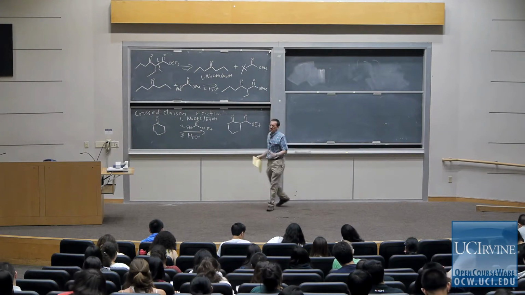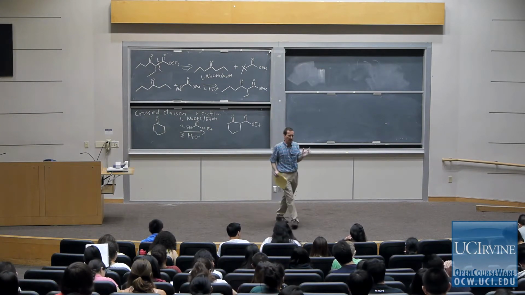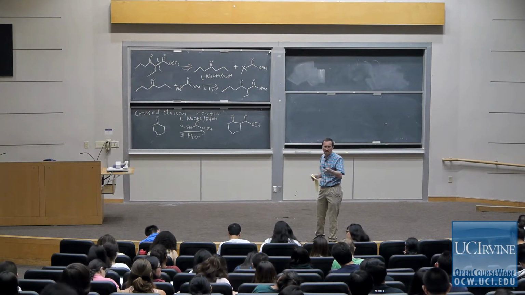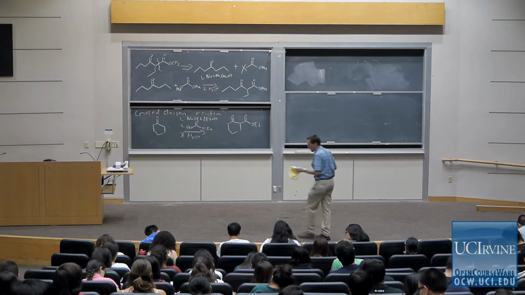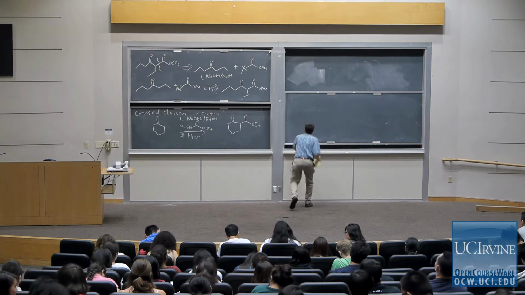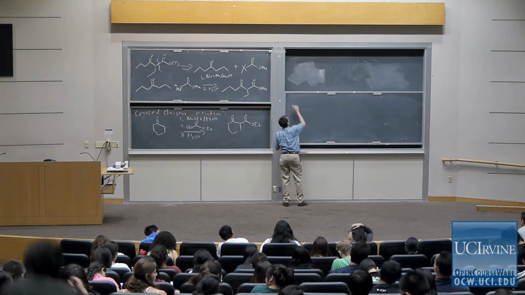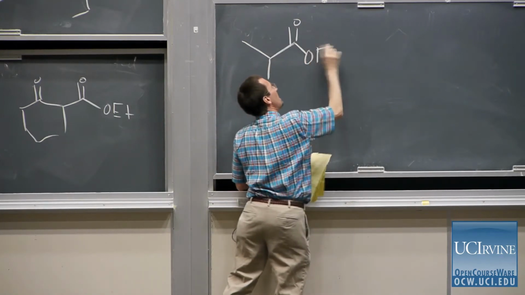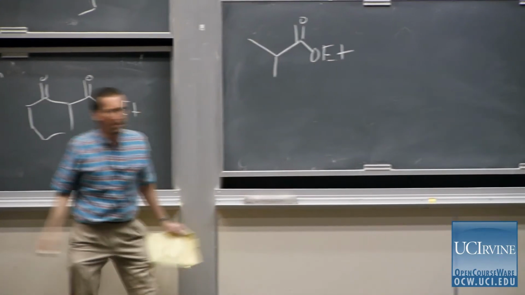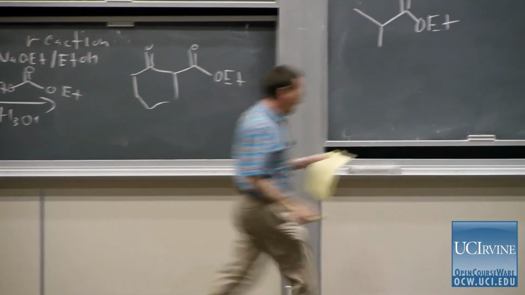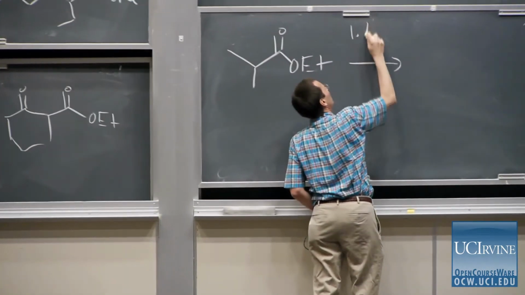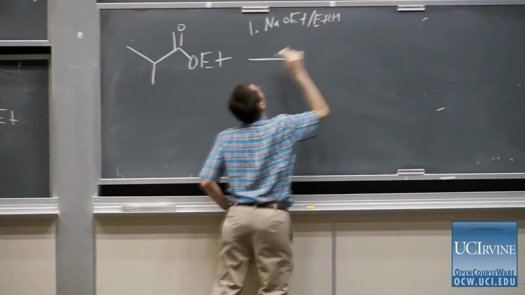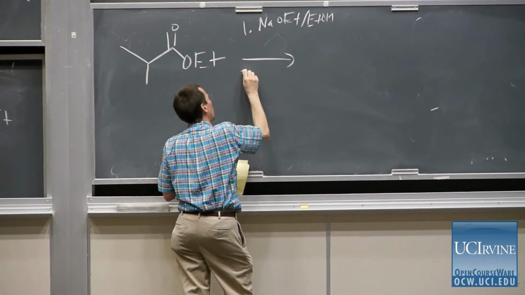All right, this business about generating a stable enolate is really, really important. This is the thermodynamic driving force behind the Claisen reaction, and I'll show you how important it is. If I take something that can't form a stable enolate, so I'll take ethyl isobutyrate, ethyl 2-methylpropanoate, and again, I'll envision cooking it up with our favorite conditions, sodium ethoxide in ethanol, followed by an aqueous workup.